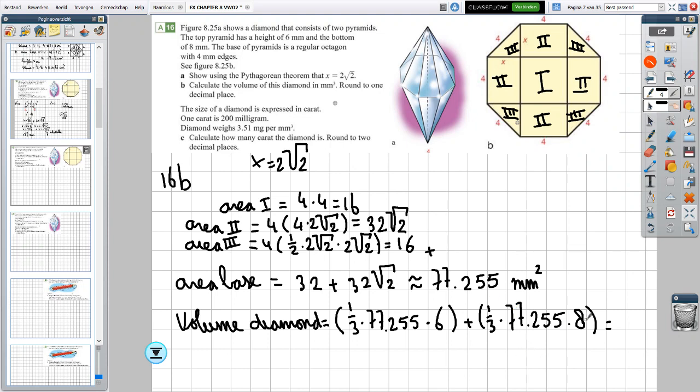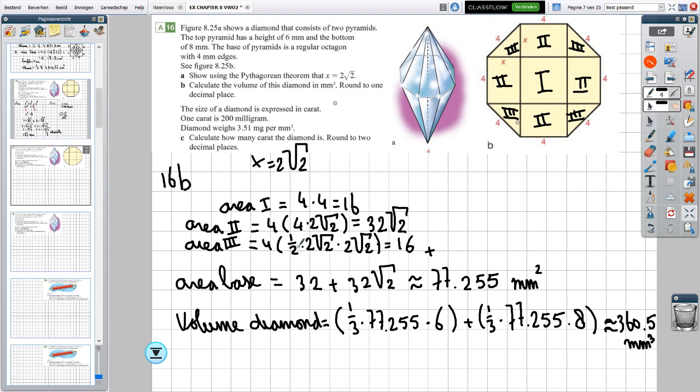And if I've done this correctly, I've found a volume of approximately 360.5, and they want it in cubic millimeters. Let's check if I've done everything correctly. This is given: 4 times 4, 4 times x, and x is 2 square root 2, so 8 square root 2, 32 square root 2, that's correct. So if you have a difficult exercise like this, check it like this, right? So you're sure that you are not making any mistakes.